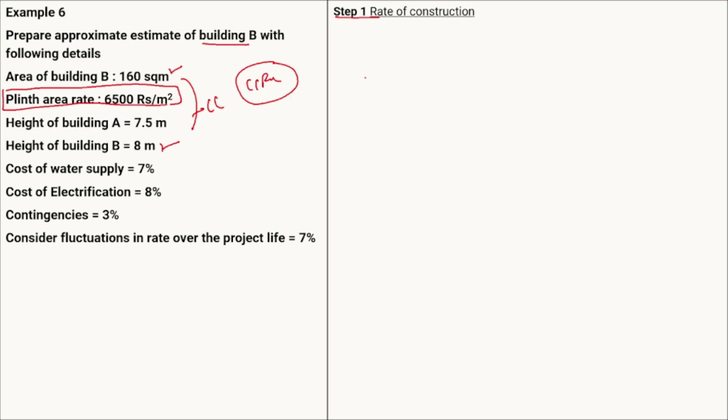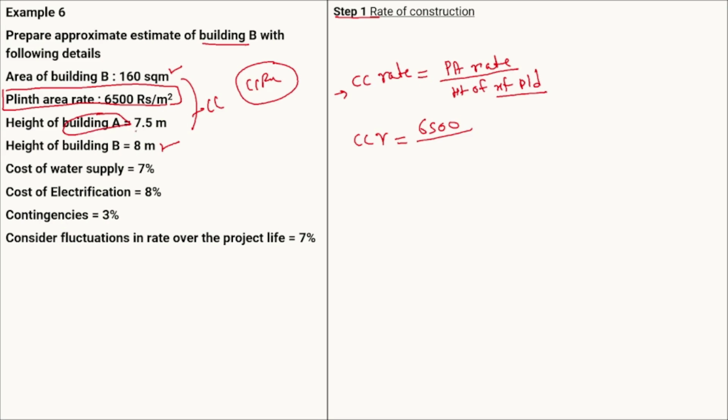Our previous equation was cubical content rate equals plinth area rate divided by the height of the reference building. Reference is an important term, it is a reference building. So cubical content rate equals the plinth area rate, given as 6500, divided by the height of the reference building. Building A is your reference building, and its height is given as 7.5 meter. So 6500 divided by 7.5 will give us the cubical content rate.